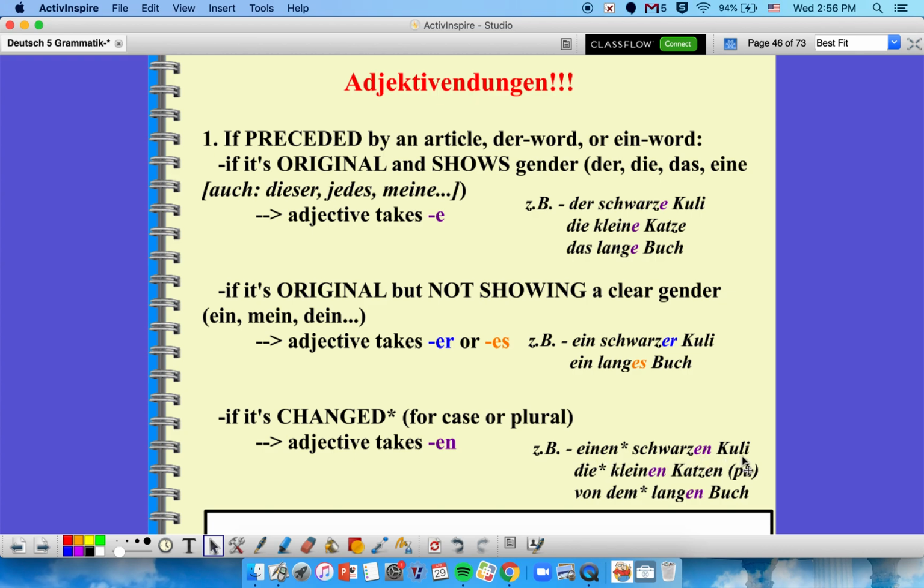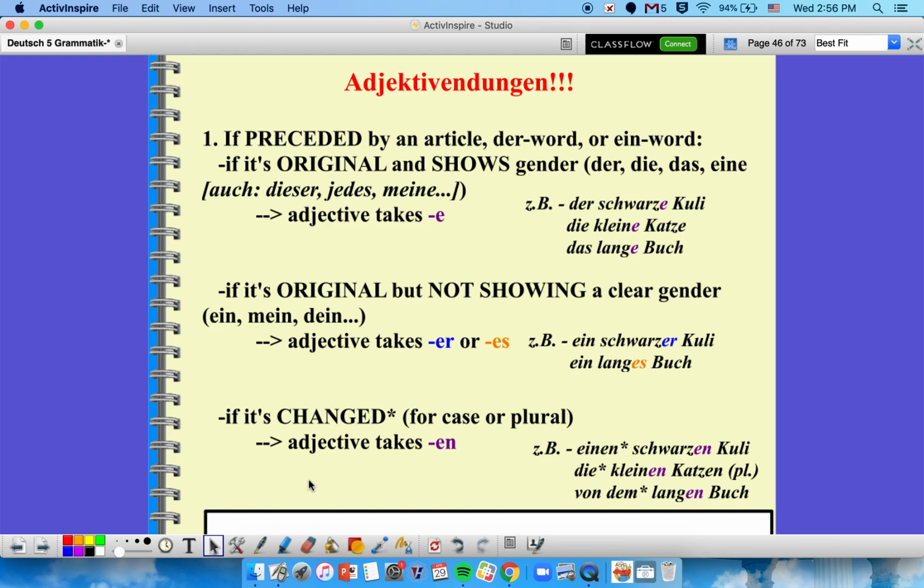Einen schwarzen Kuli. If we had ein being changed to einen, because maybe it's a direct object or something, that's not an original article. That is changed. So we have en. Even die. A lot of times people look at die and think, well, that's original, der, die, das. But if we had die for plural, then that's not technically the original article. So die Katzen for plural would be die kleinen Katzen. And then, of course, if we had dem langen Buch, dem is also not original. It's changed. So we have en.